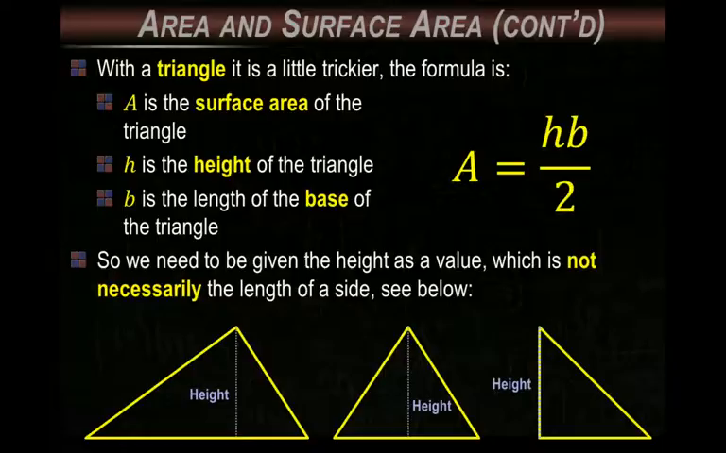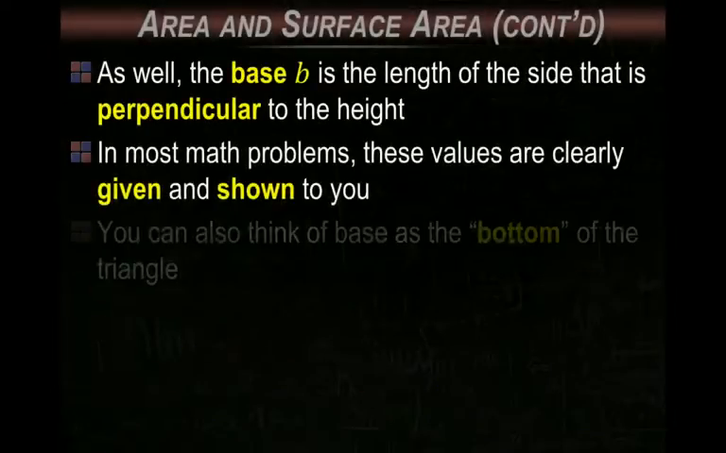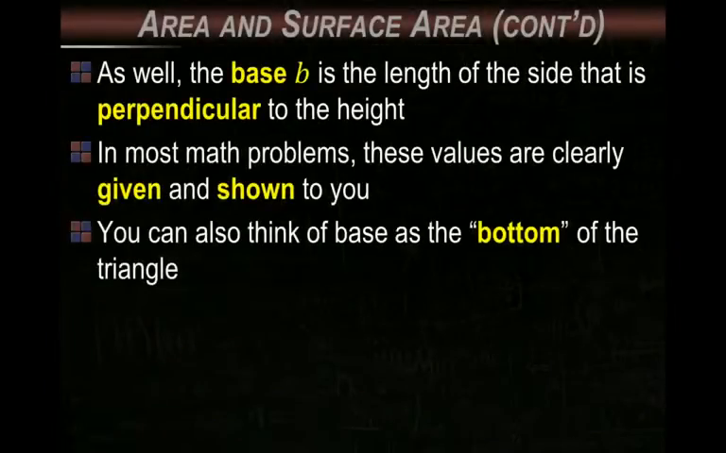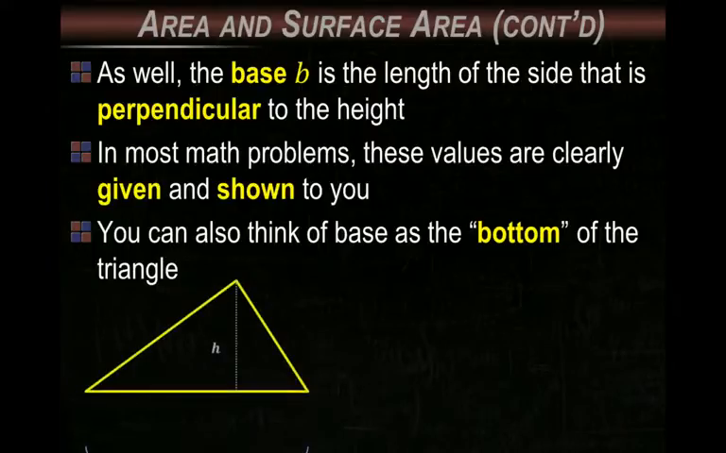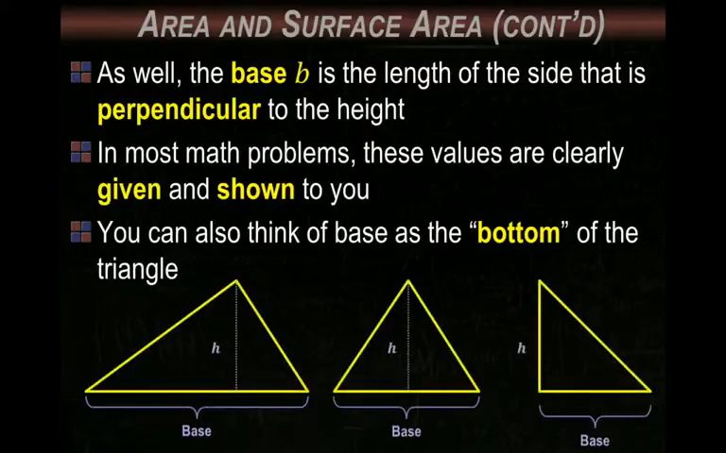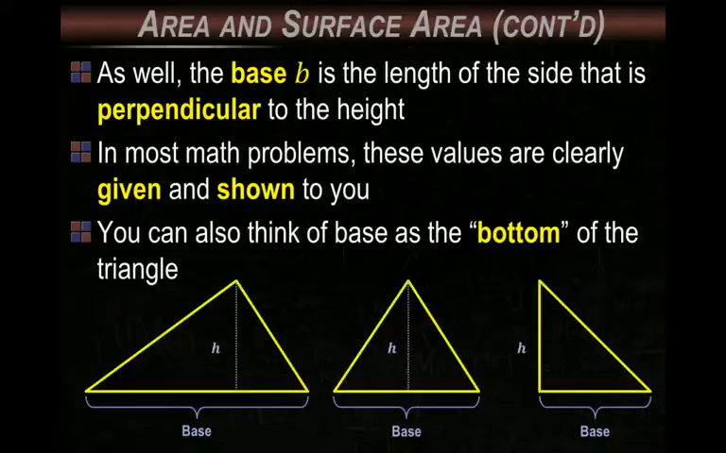So when you're given a question about area with a triangle, you're going to be given a number like that, height. Now, base is the length of the side that's perpendicular to the height. Okay, so I'm going to show you that. The way you can think of base also as the bottom. So some students like to remember B means bottom of the triangle. But that can be a bit confusing depending on the way the triangle's drawn. So let me show you. In this case, this is the base. This is the base, and this is the base. The base is always the side opposite of the height.